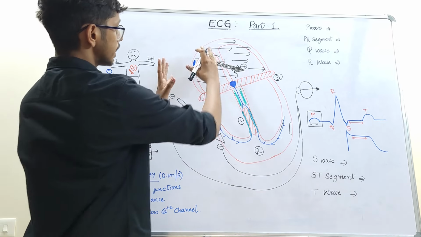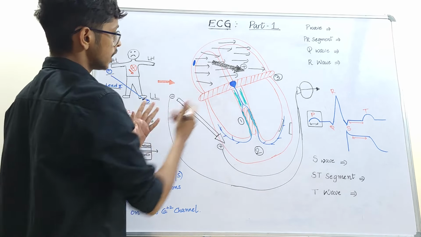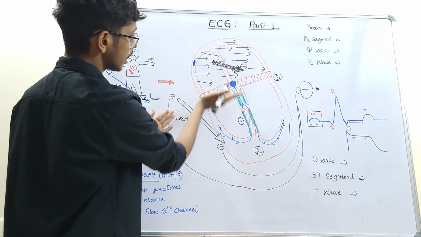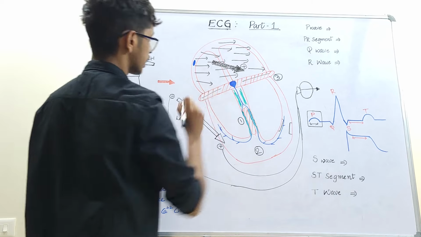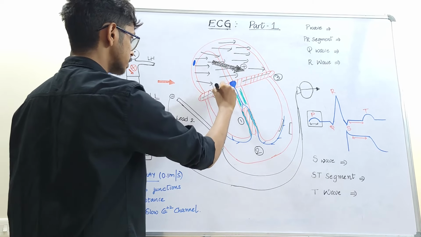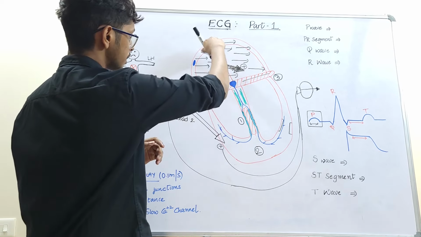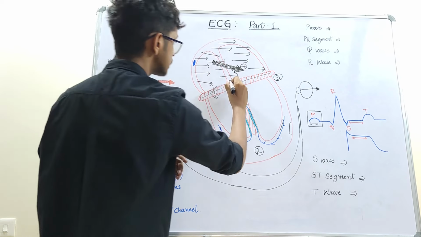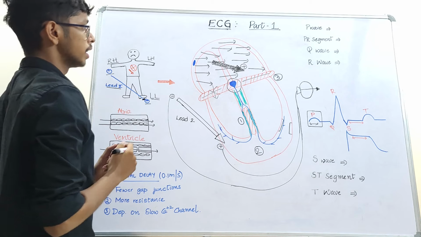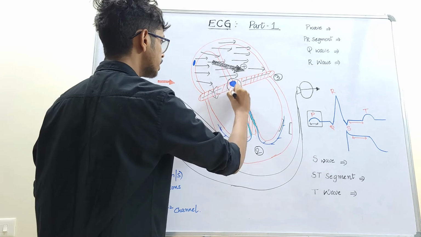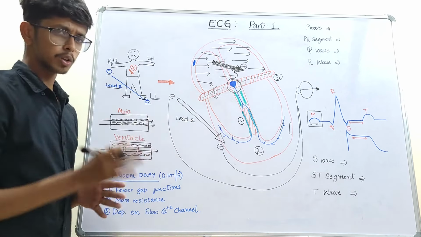Now what happens? The atria is completely depolarized. But the atrioventricular septum acts like an insulator, guys. This full thing acts like an insulator. The currents cannot pass through this. The only way the current can pass from atria to the ventricle is through the AV node, or atrioventricular node, guys. But the property of the AV node is that it is a very slow conductor.